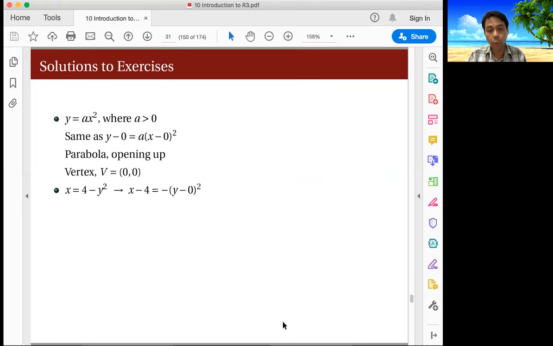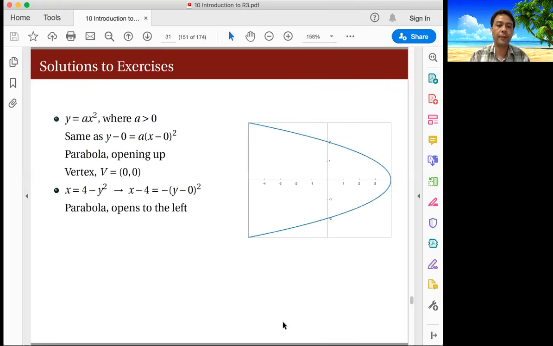So the y is squared, so it's opening either to the left or to the right. And since it is minus, it is opening to the left. And this is the graph of our parabola. What is the vertex? The vertex is at 4, 0.